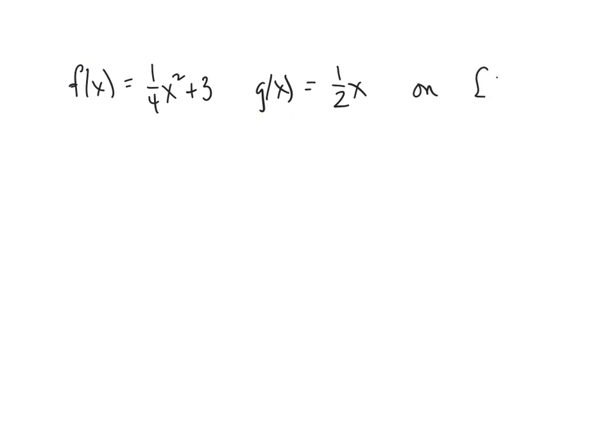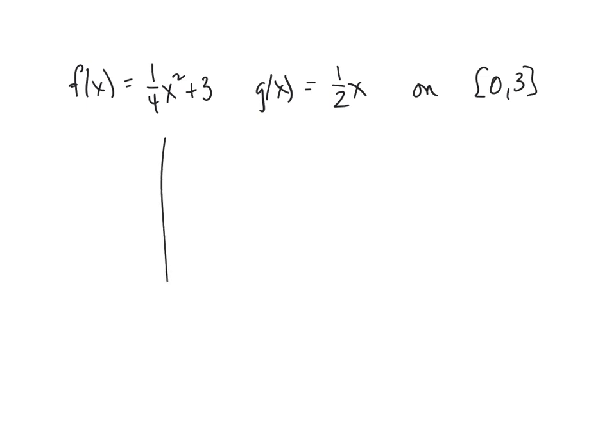All right, the first example we're going to look at is this one. We're going to try to find the area between the curves 1/4 x squared plus 3 and the straight line 1/2 x. And we're going to look on the interval from 0 to 3.